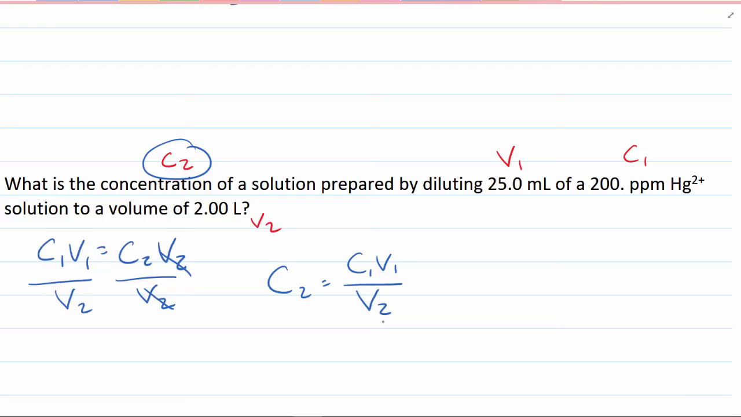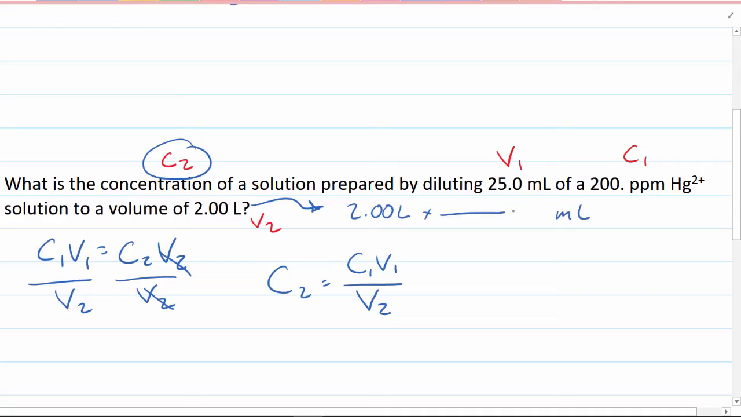So if we're going to calculate this, we need to make sure that both the volumes are in the same units. They can't be different. They won't cancel out. So it doesn't really matter which one we convert. I like bigger numbers rather than smaller numbers, so I'm going to convert liters to milliliters. If we take the 2.00 liters, convert this over to milliliters, what is the relationship between milliliters and liters?